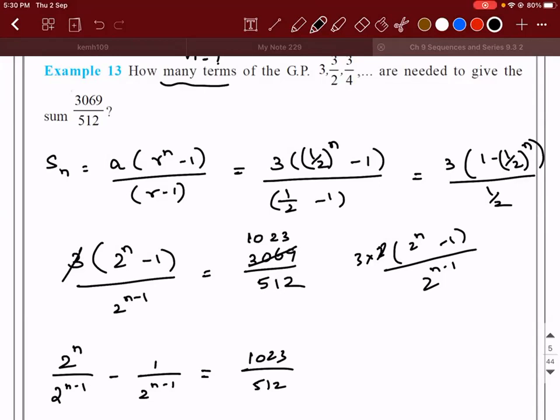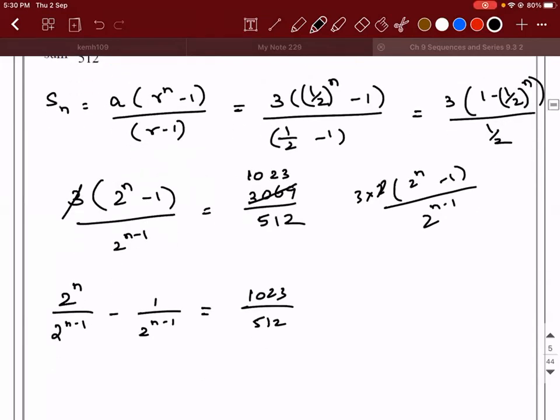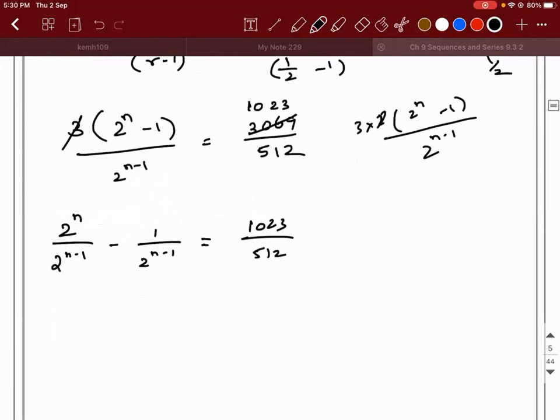That's the method. Yes, sir. I'm just seeing what we can do to make it faster. 2 power n minus 1 divided by 2 power... Okay, we can do one thing. 2 power n divided by 2 power n minus 1 is 2. So 2 minus 1 divided by 2 power n minus 1 is 1023 divided by 512.